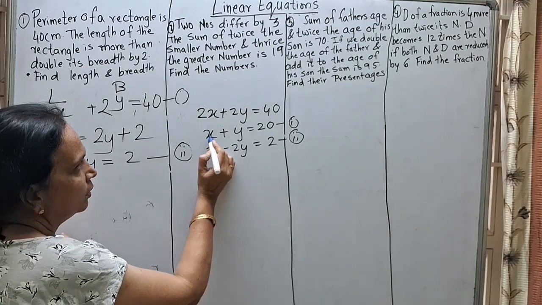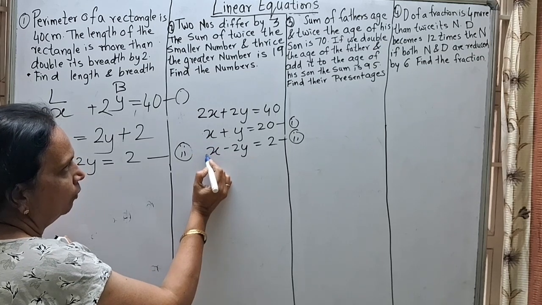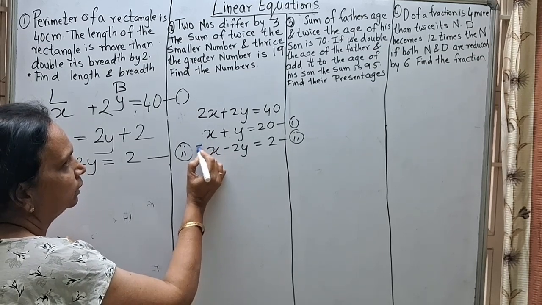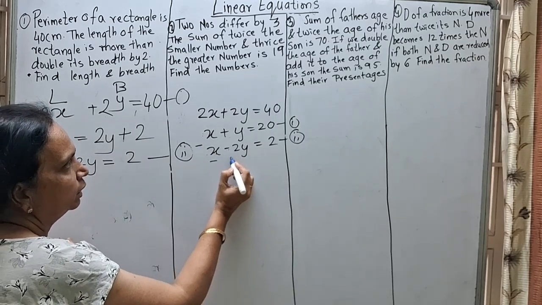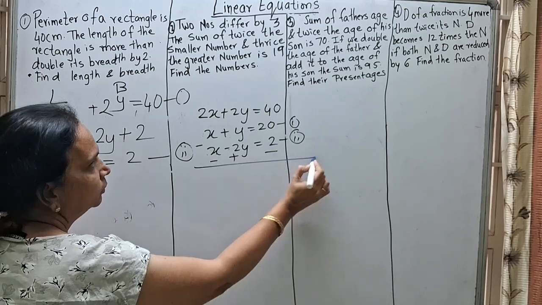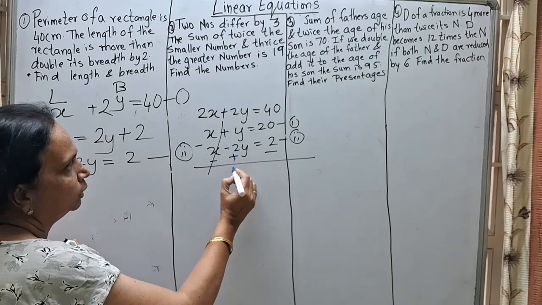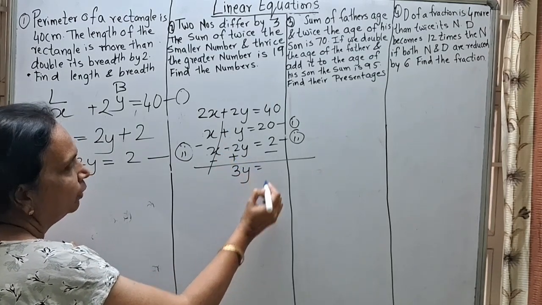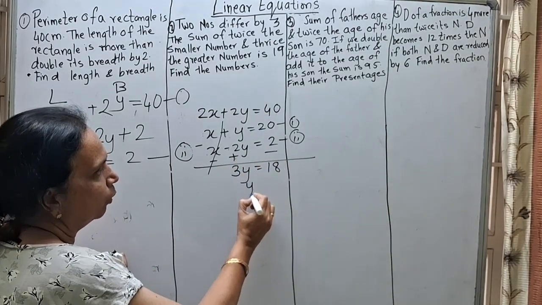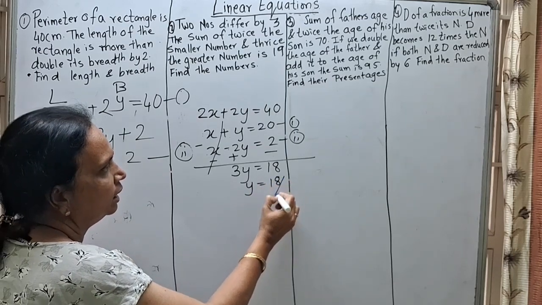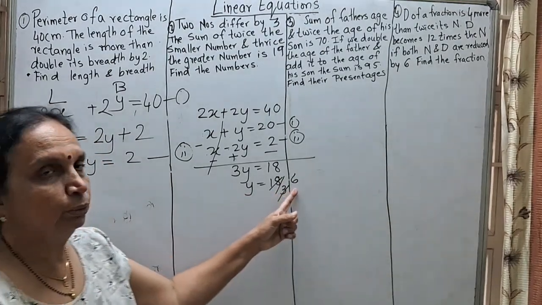Now you know the elimination method. x is the variable with the same coefficient 1 and 1, and the signs are also the same, so you are doing subtraction. When we are doing subtraction, signs will change: plus will become minus, minus will become plus. So x minus x gets cancelled. Plus with plus, that is 3y. And 20 minus 2 is 18. Variable on one side, number on the other side, 18 divided by 3, that is 6. So you got the value y is equal to 6.